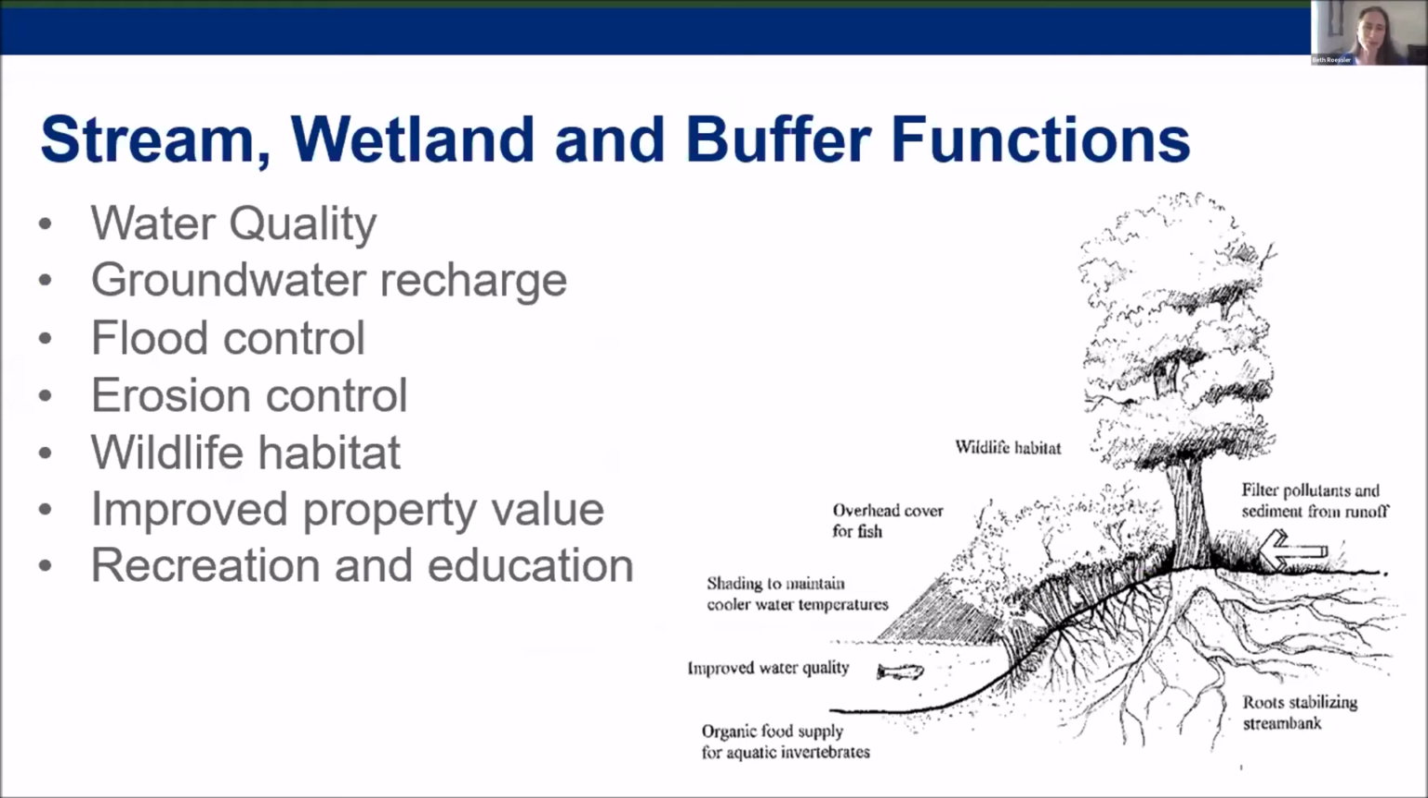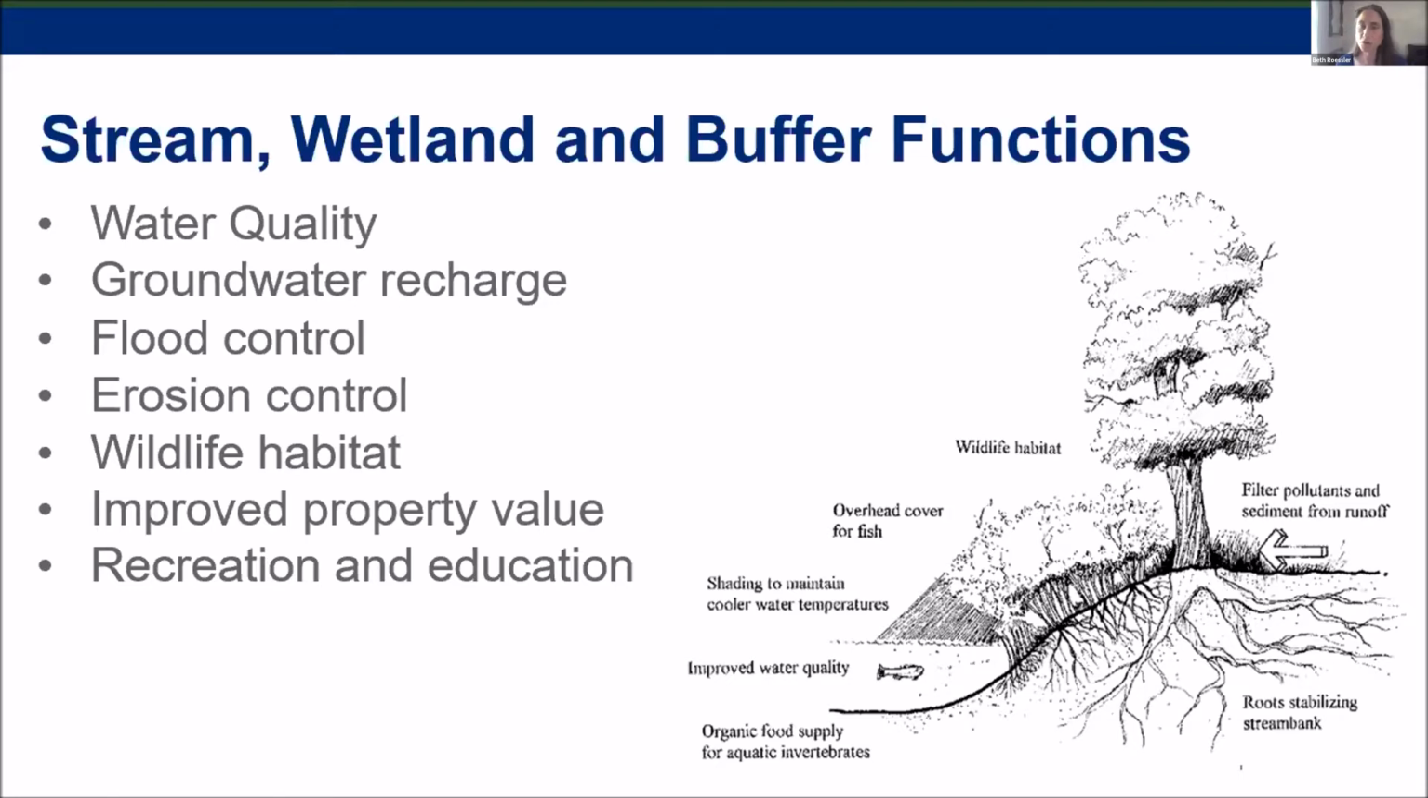And I'm guessing most of the people on this webinar probably already know a lot of this, but when you're thinking about the goals for what you're going to maintain and how you're going to maintain it, you want to think about what those natural functions are of the streams, the wetlands, and the buffers, and making sure that what you're choosing is also supporting those functions if you can. So water quality: anything we do on the land, like I said, ends up in the water. Thinking about drinking water, swimming, any of those kinds of things, what we do will affect that.